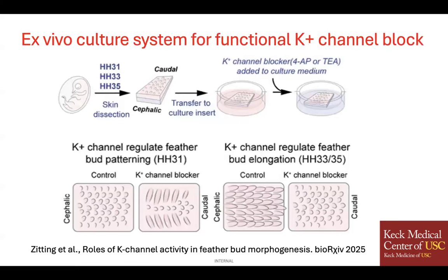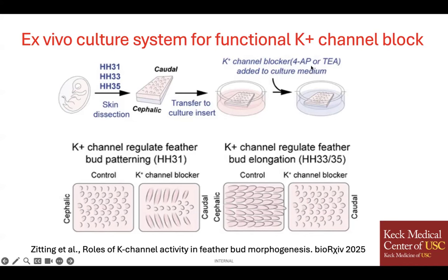So how do we look at the effect of blocking the potassium channel on feather bud morphogenesis? Depicted on the top row is a chick. We dissect the skin out, orient it in a specific direction for the head and the tail, and then transfer this skin explant to culture. Then we image it and treat it with different potassium channel blockers.